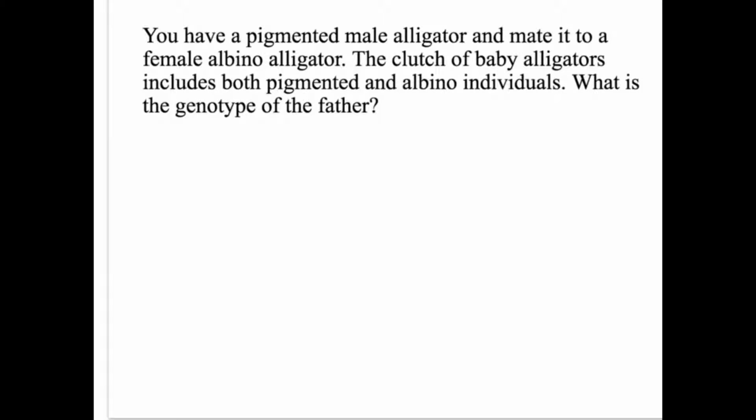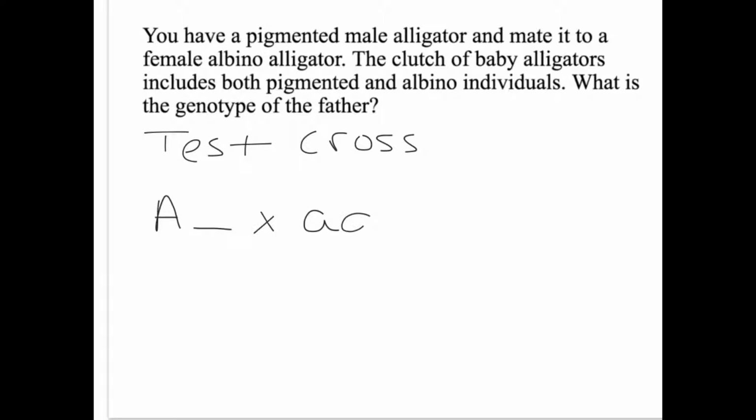This first problem is a test cross. So in a test cross, we actually have an individual who we do not know all of their genotype. So this alligator is pigmented, which means that he has one dominant allele, but we are unsure if he is homozygous dominant or heterozygous. So to fix that problem, we can then cross this alligator with a homozygous recessive individual who would show up with the phenotype albino, or no pigmentation.